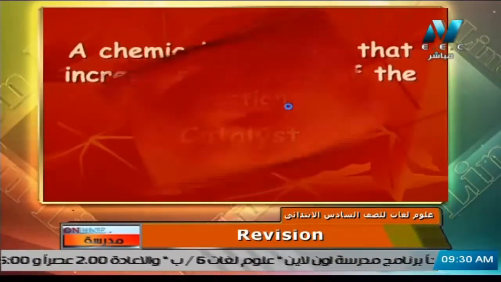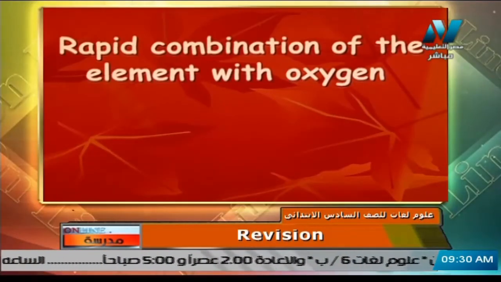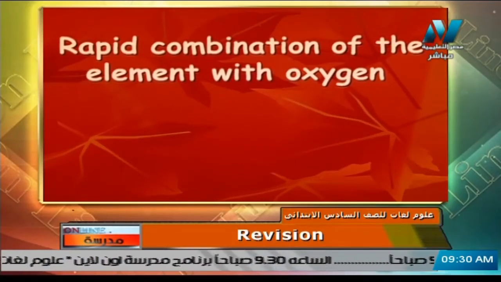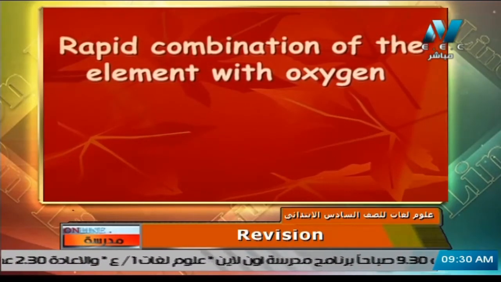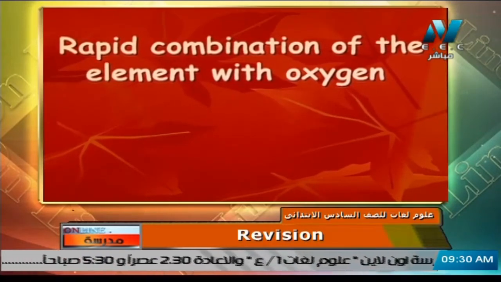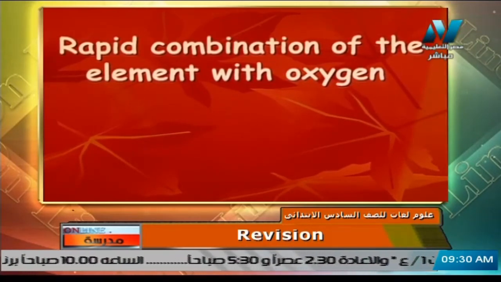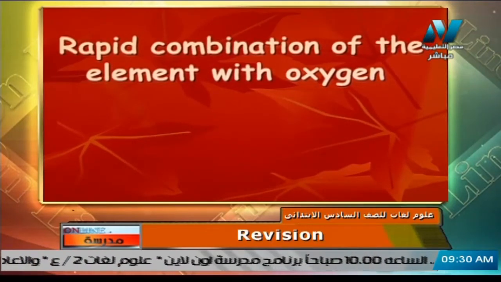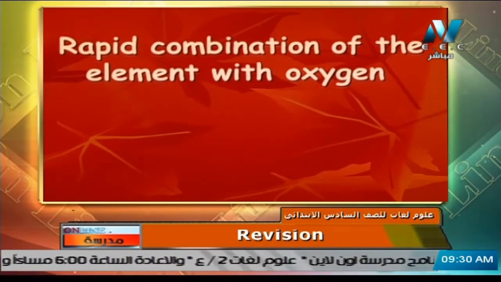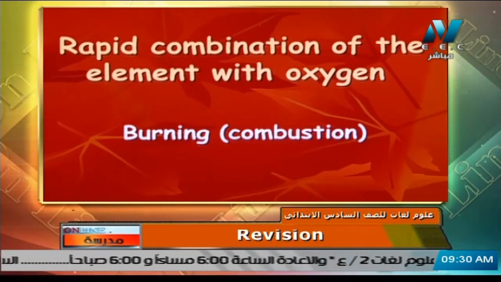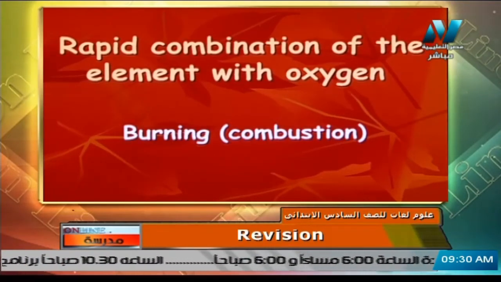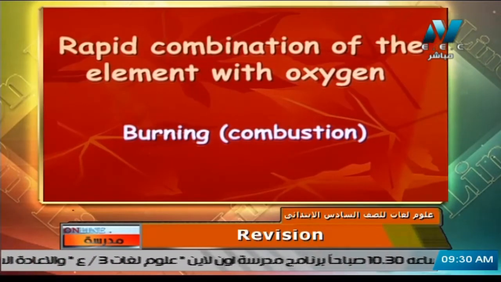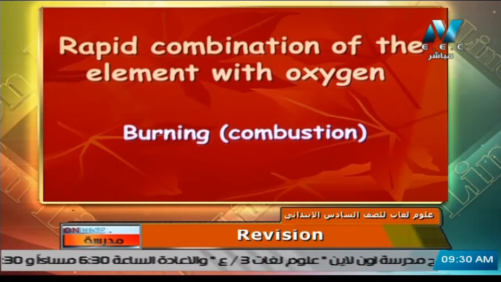Another question that says rapid combination of the element with oxygen. اتحاد سريع للاليمنت مع الاكسجين. طب احنا عندنا نوعين من الاتحاد مع الاكسجين، في rapid اتحاد سريع او fast، وفي اتحاد slow بطيء شويه. الرابid اكيد هيكون burning او combustion الاحتراق، طبعا ده تفاعل سريع جدا. Rapid combination of the element with oxygen is the burning or combustion.